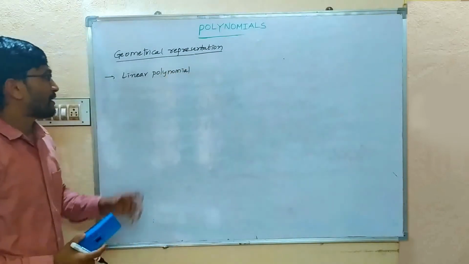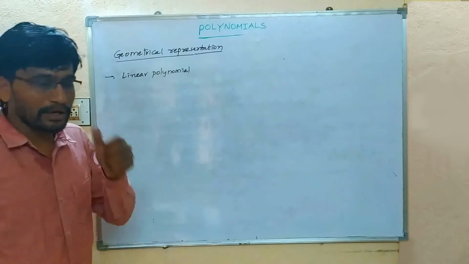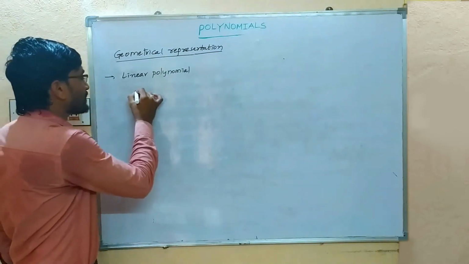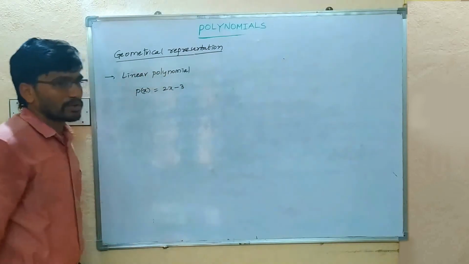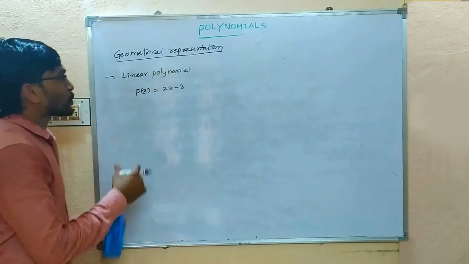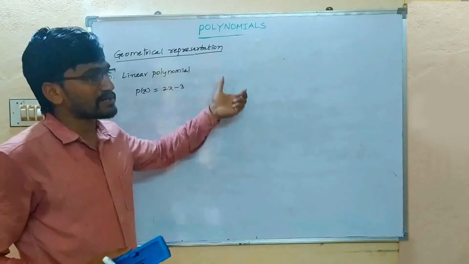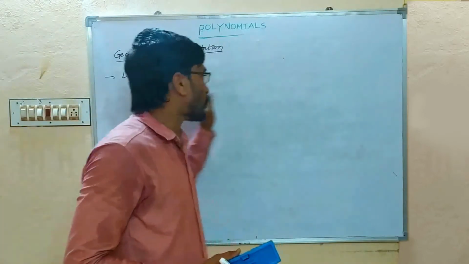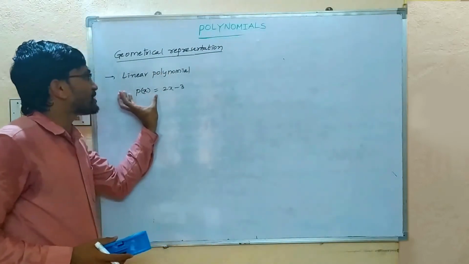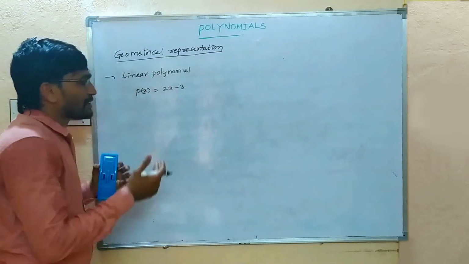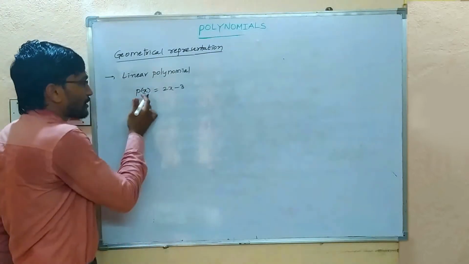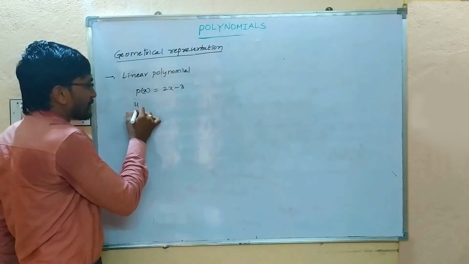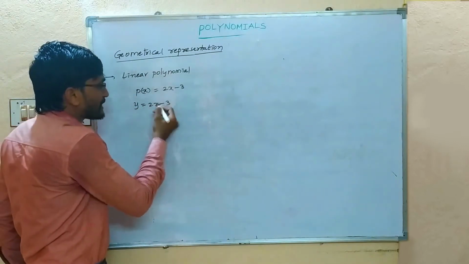Let us see. Let us consider any one linear polynomial, p of x is equal to 2x minus 3. For drawing a graph, the geometrical representation, I want to assume this p of x as y, because we need coordinates, x and y. So y is equal to 2x minus 3.